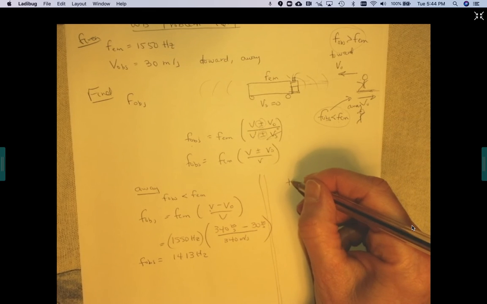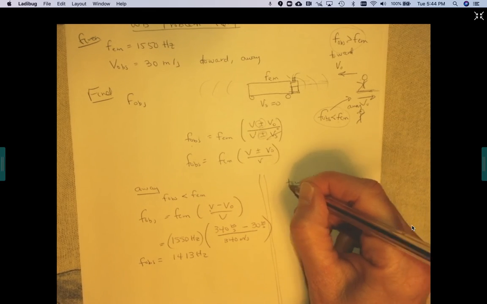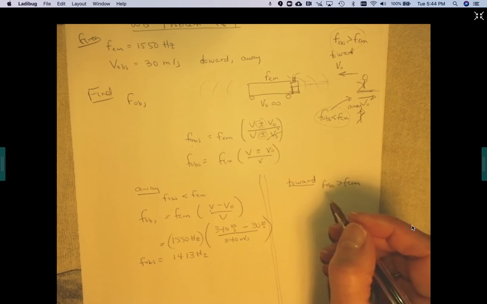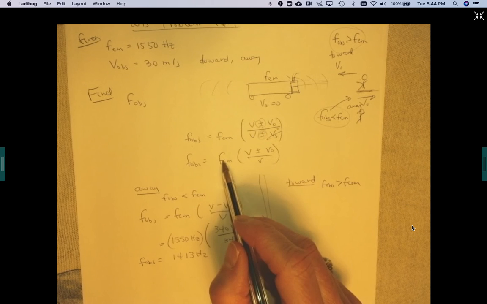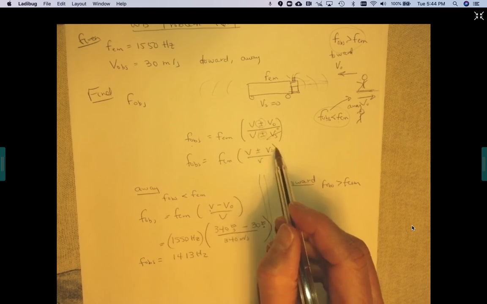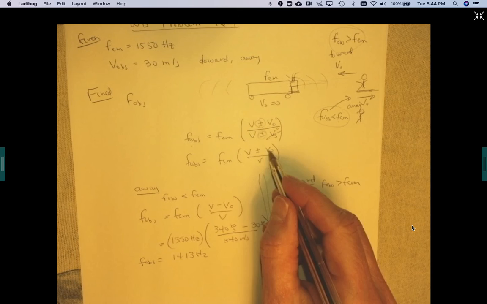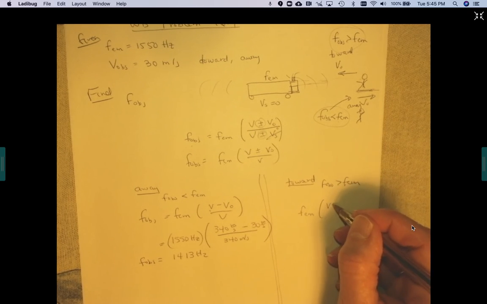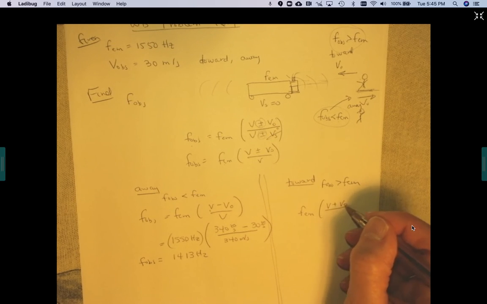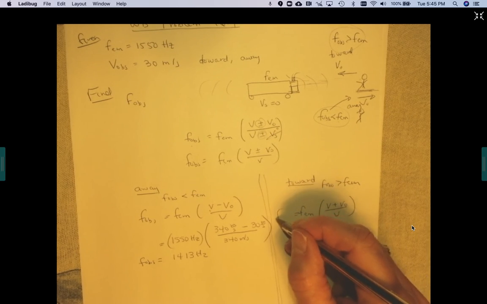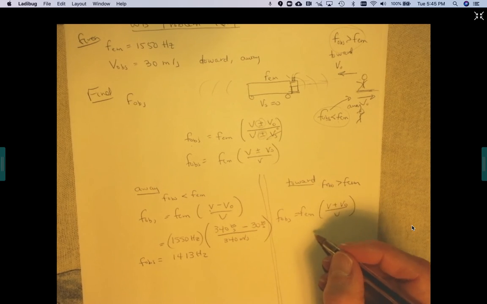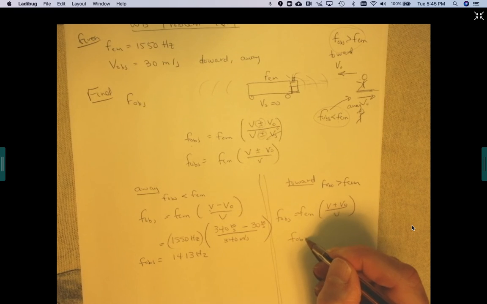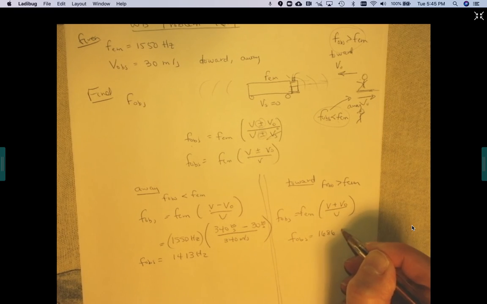Okay, and then we're moving toward the source. We want our observed frequency to be greater than the emitted. So if we want this side to be bigger than this value, this fraction has to be greater than 1. So we're going to want the plus in the numerator. So F observed is F emitted times V plus the velocity of the observer, divided by the speed of sound. Again, if we plug in all the same thing, we get the observed frequency is 1686 hertz.